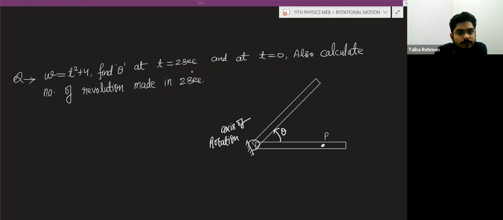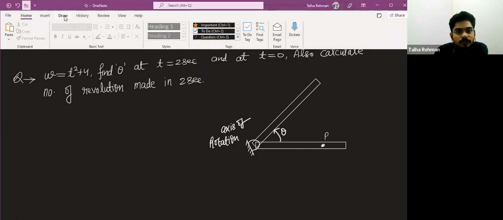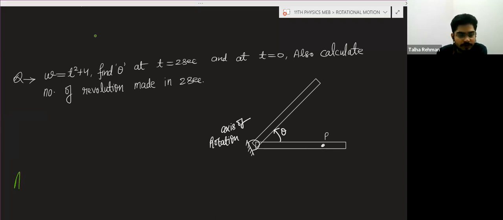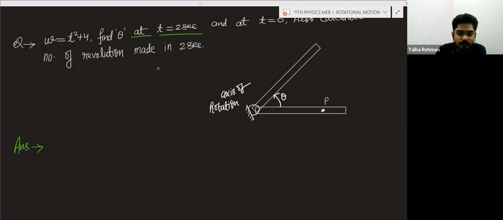So what we will do, we know that for this rod, they are asking at t equal to 2 seconds. So you have to calculate the angular displacement, theta, at that instant of time. That means you have to calculate the instantaneous value of angular displacement, theta instantaneous. How will you calculate it?